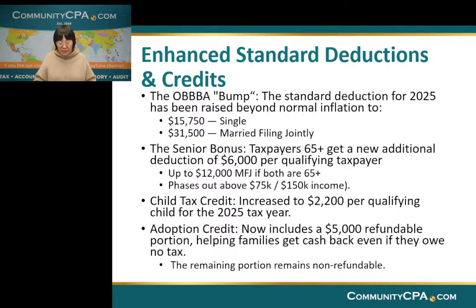The other one is enhanced standard deduction and credit. So that one big, beautiful bill has raised the standard deduction amount unproportionally in 2025. It is a good gesture from President Trump telling you that I love you. See, I gave you more standard deduction. So here, the single is $15,750. The married filing jointly is $31,500.